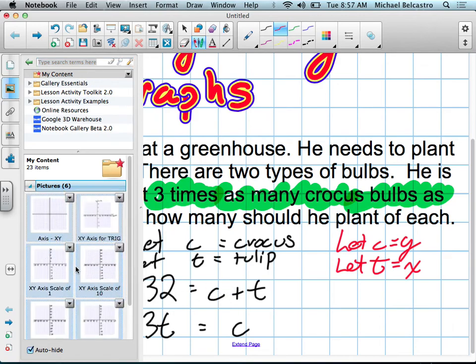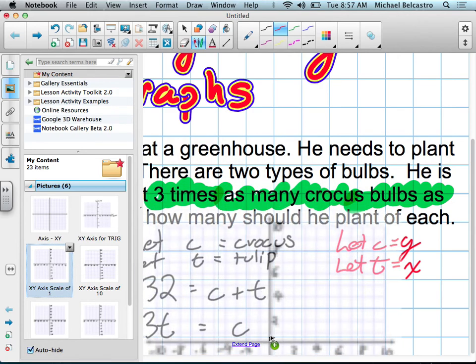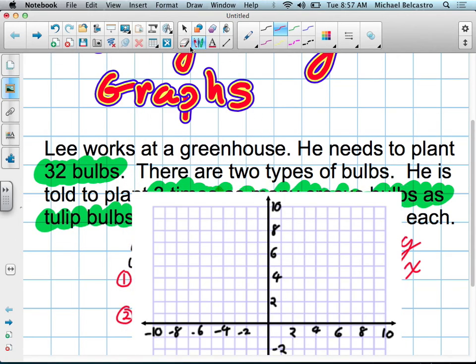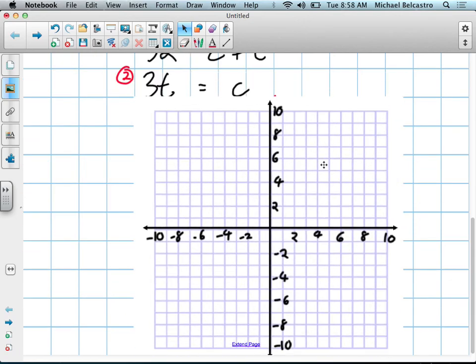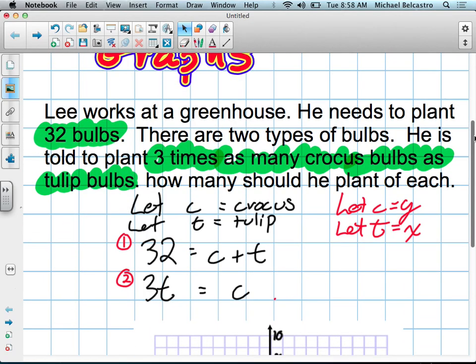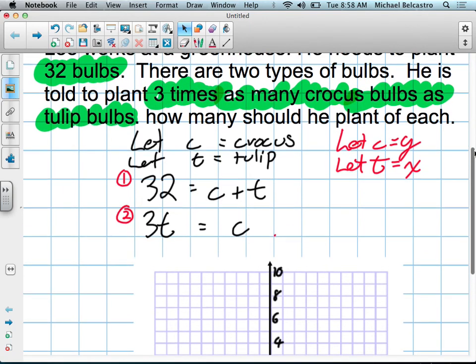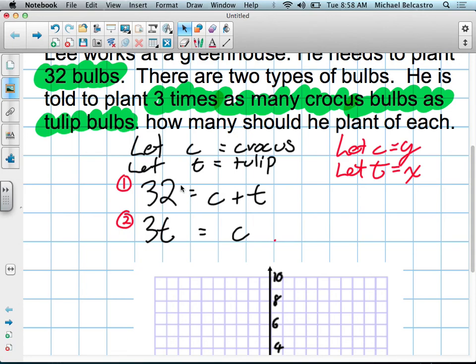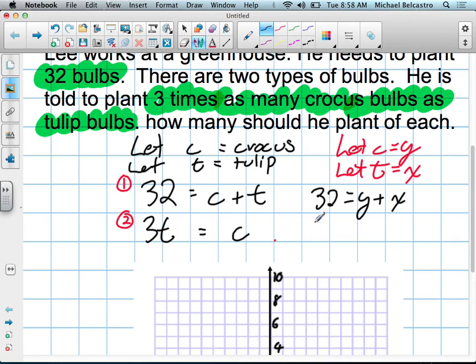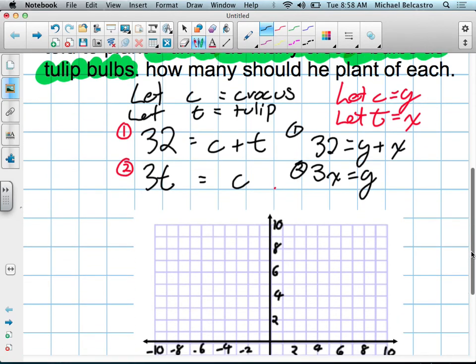So let's bring down our graph. Now, let's look at this graph. This is going to be a little harder to solve here. But what we have is the number 32. Since I've set c to y, let's rewrite these equations. We have 32 is equal to y plus x. And I have 3x is equal to y. In terms of graphing, the second equation is all set up for our graphing. The first one I'm going to need to rearrange. What will I need to rearrange it to?